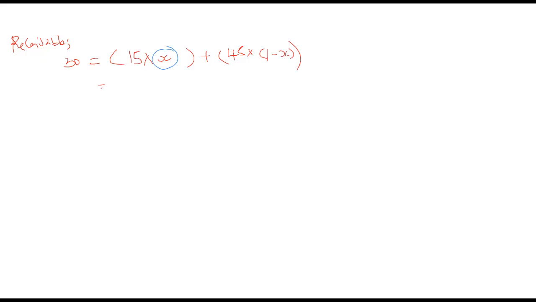Therefore, this 15X plus, opening the brackets, 45 minus 45X will be equal to 30. Therefore, this gives us X is equal to 15, therefore X is equal to 0.5. Therefore, half of the customers enjoy the discount, half of the customers don't enjoy the discount, but they pay in day 45.